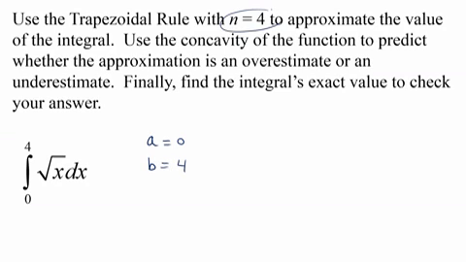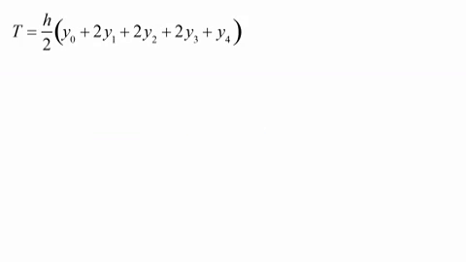We're told in the problem that n is equal to 4, so therefore the width of each partition, h, or the width or height of each trapezoid, h is equal to b minus a, 4 minus 0, over n, which is 4, so our h value is 1. Now we can do our approximation using the trapezoidal rule. So using the following equation, we can now substitute T equals h over 2. Recall that h was equal to 1, so we have 1 over 2 times the quantity.